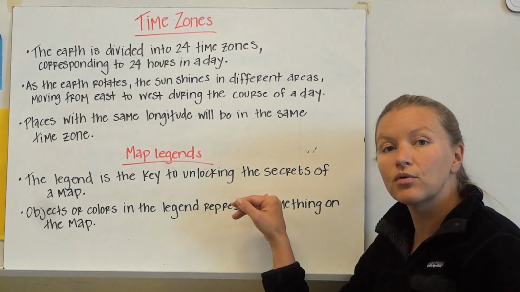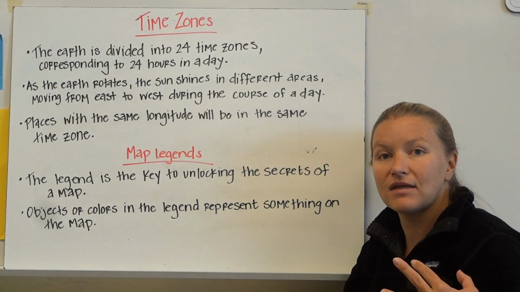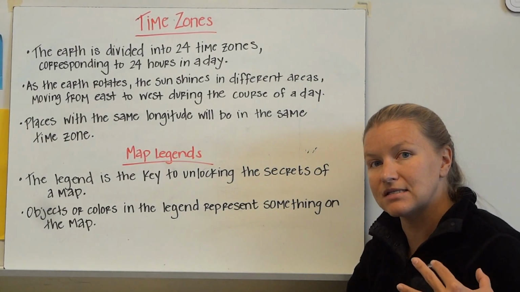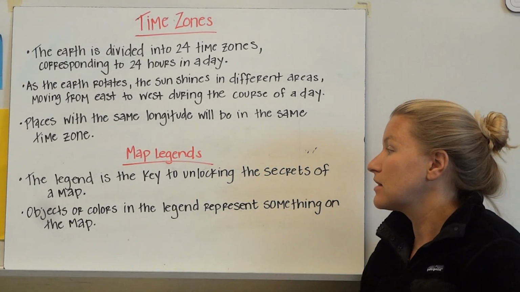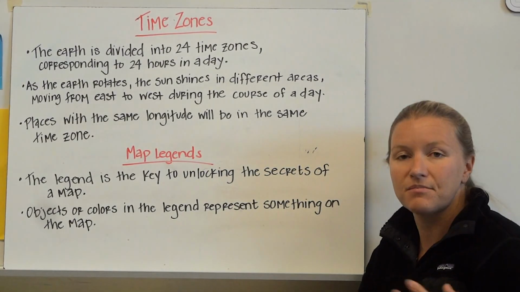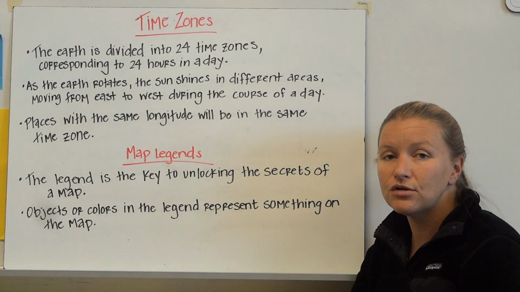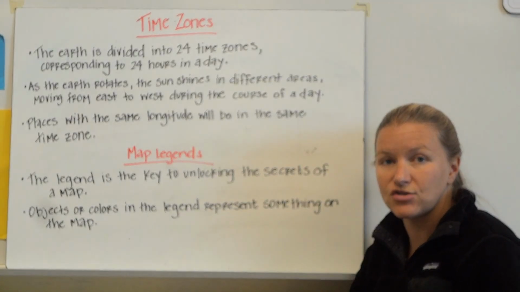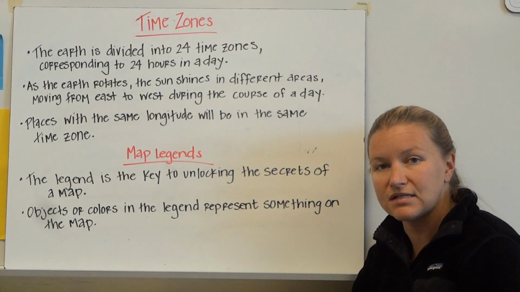And then another important tool is a map legend. And that is basically the key that helps you to realize the different symbols within a map. Objects or colors in the legend represent something that's going to be going on in the map. So stay tuned for video 2 that's actually going to look at a different map, and we're going to show you those different qualities of a map.